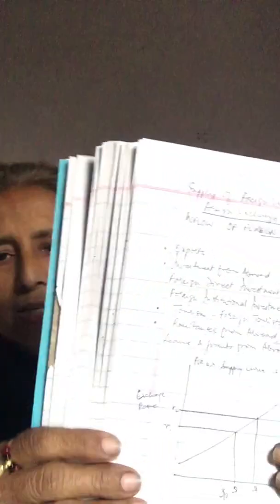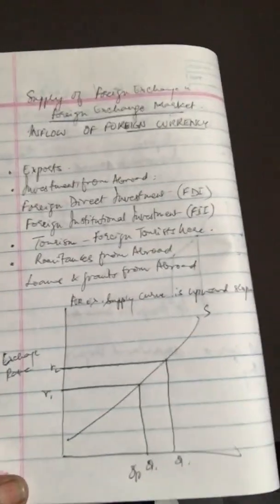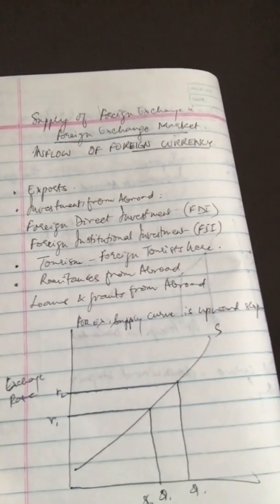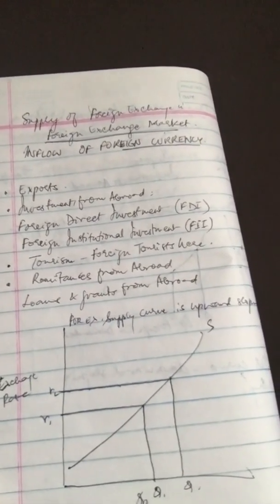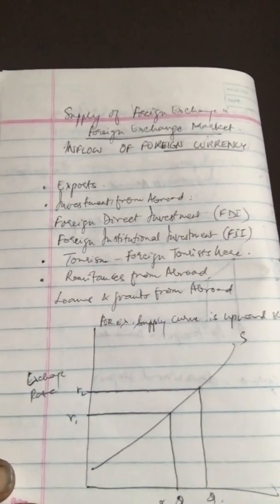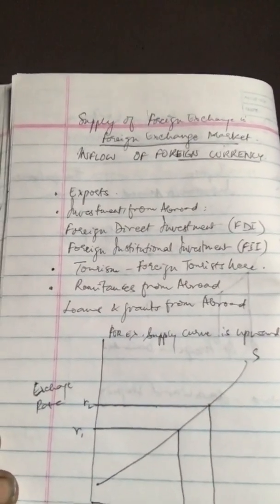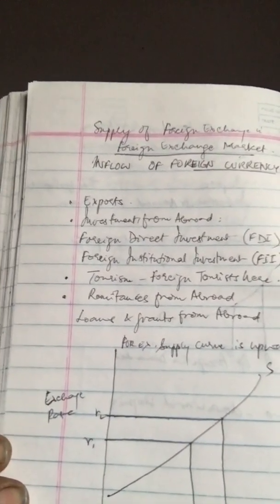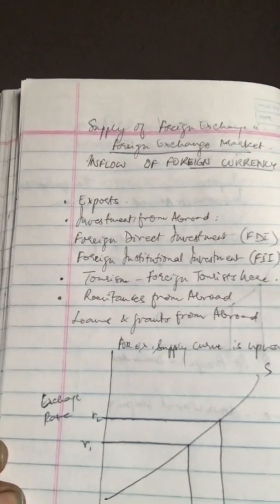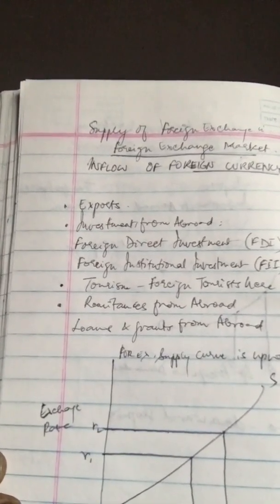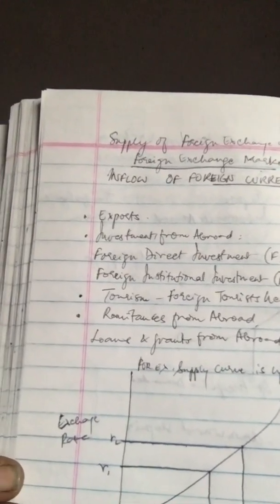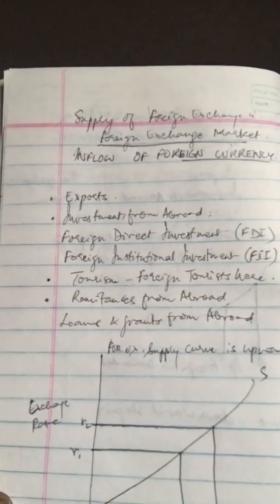So let's talk about supply. It is an upward sloping curve. First, who supplies foreign exchange? Supply brings in the money. What are the main sources of supply of foreign exchange? Let's take exporters. Exporters are the major source of supply of foreign exchange. When they sell goods and services abroad, they receive foreign exchange. So we are talking about receipts, receiving of foreign exchange.